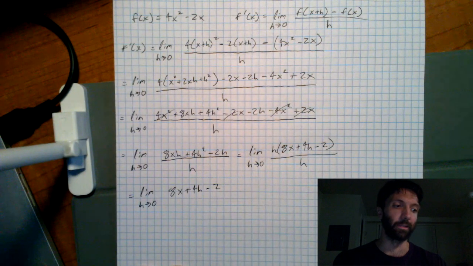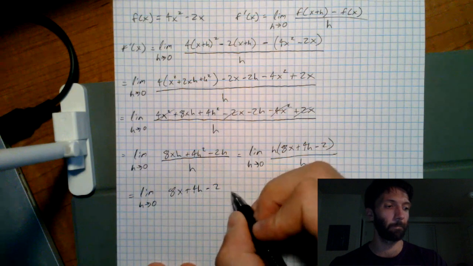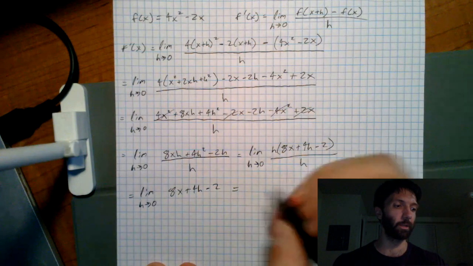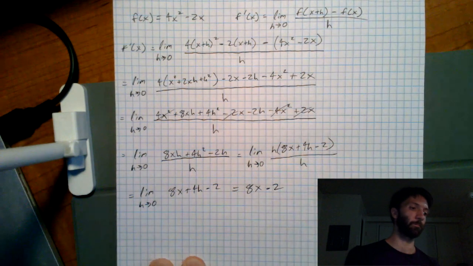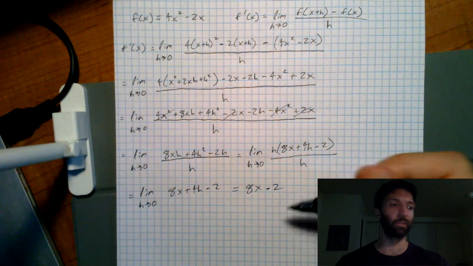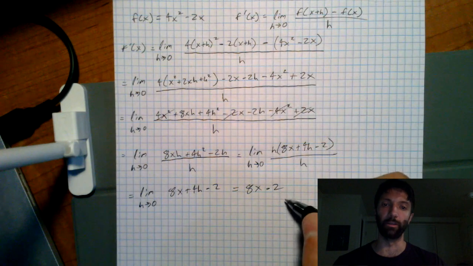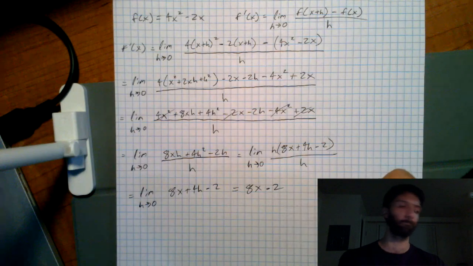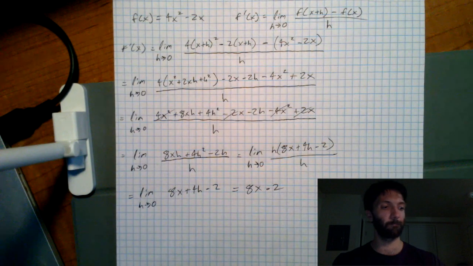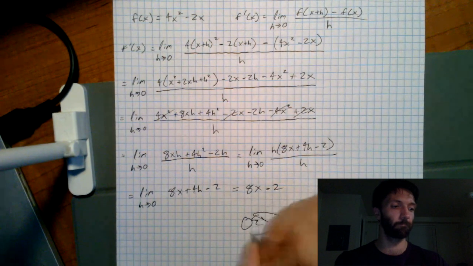And now I can safely substitute my 0 in for h. And so we see that this limit is just going to be 8x minus 2. And so the derivative of 4x squared minus 2x is the polynomial linear function 8x minus 2. And with that said, it's been demonstrated.